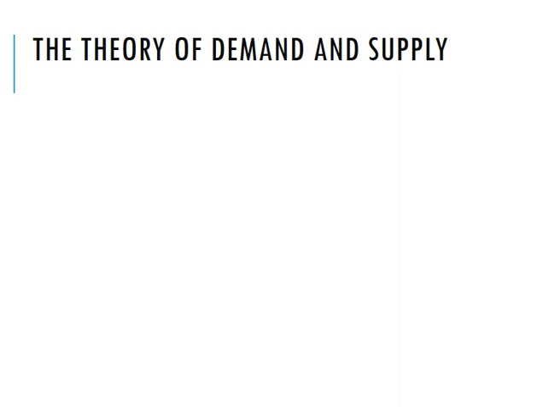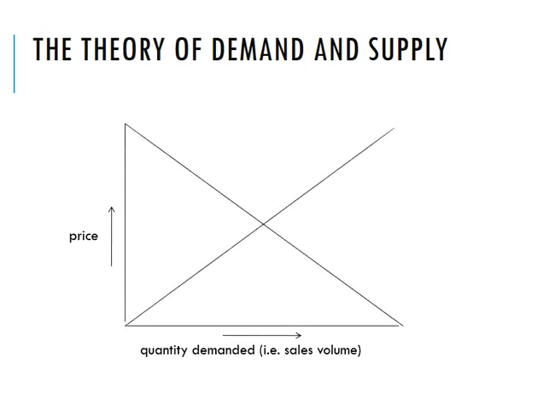Now we get into the theory of supply and demand, and this is just your basic economics, where we have price on the y-axis and quantity demanded on the x-axis. And what we find is that as price goes down, demand goes up, and as supply goes up, demand goes up.